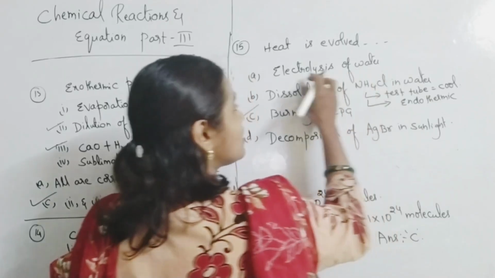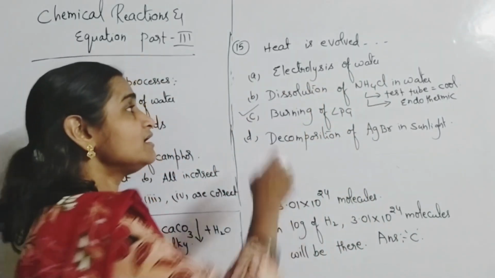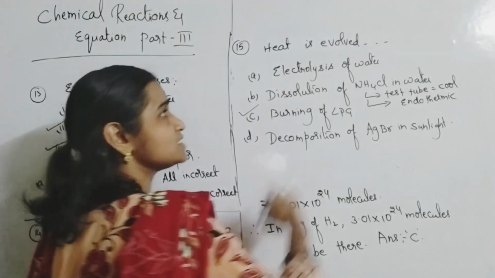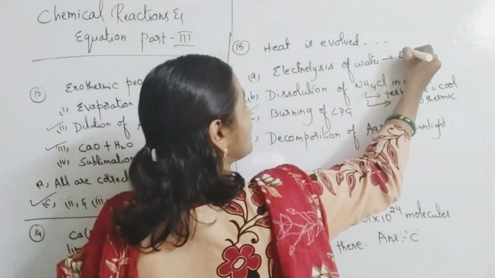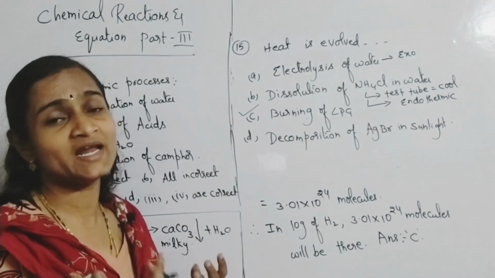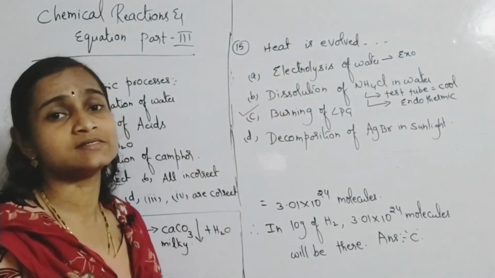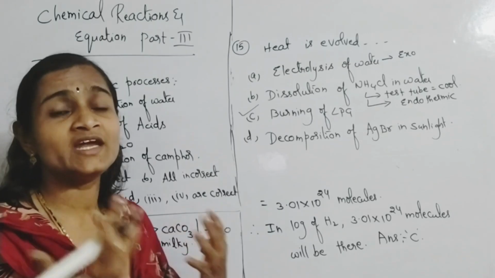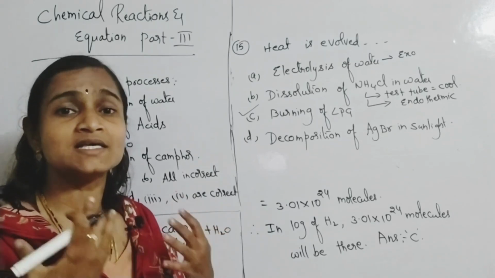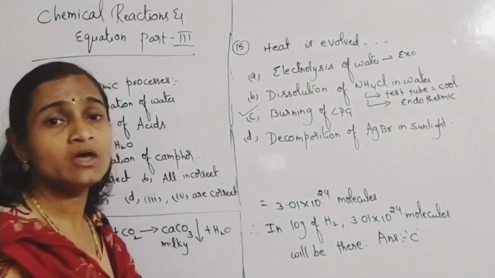And in electrolysis of water, generally heat will be evolved only. But when you compare these two, this is exothermic only. The amount of heat liberated is more in burning of LPG than the amount of heat released during electrolysis. Where more heat is released, you choose that as the correct option. So your option is burning of LPG.